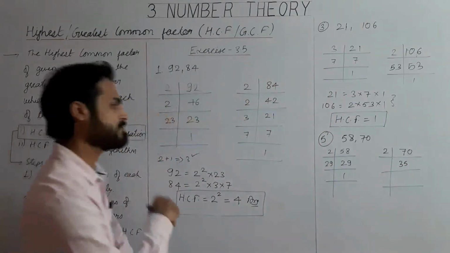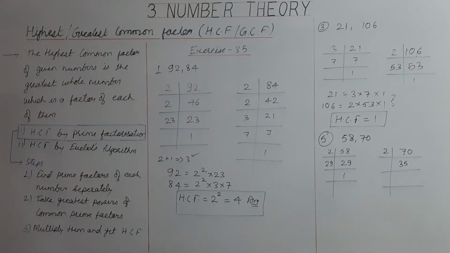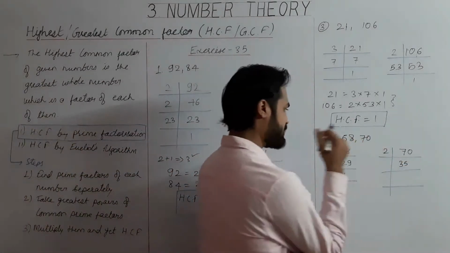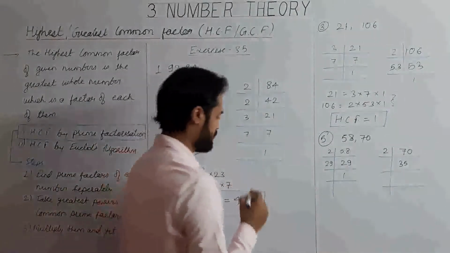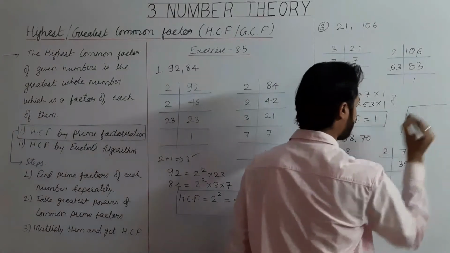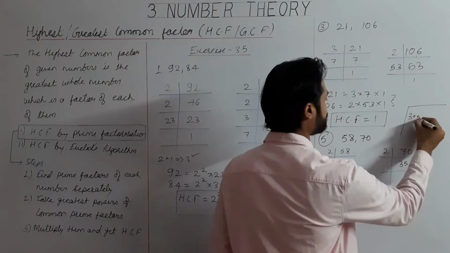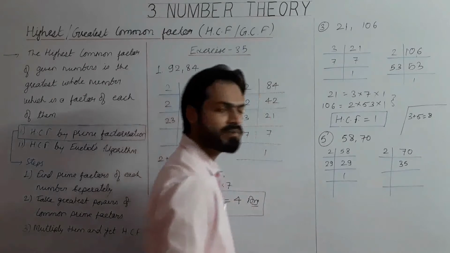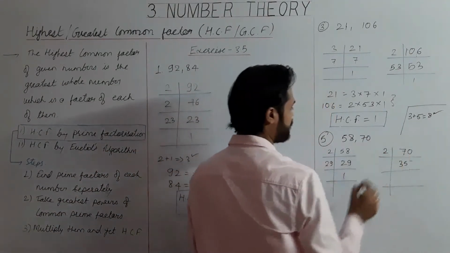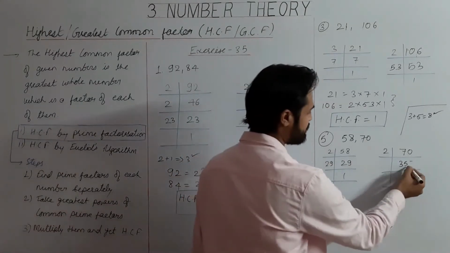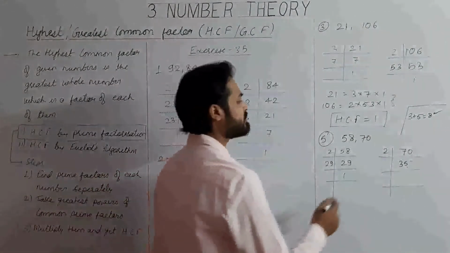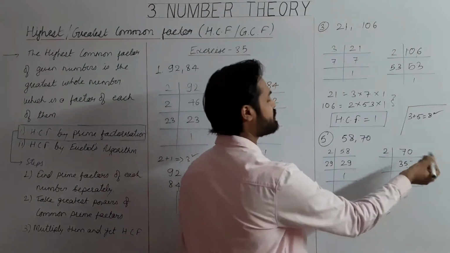Now for 35 we have to check its divisibility by 2. It's an odd number, so 35 is not divisible by 2. Next prime number is 3, so we have to check divisibility of 35 by 3. 3 plus 5 is 8. It is not a multiple of 3. It means 35 is not divisible by 3. So next prime number is 5. Yes, this number is divisible by 5 because for divisibility of 5, last digit must be 0 or 5.